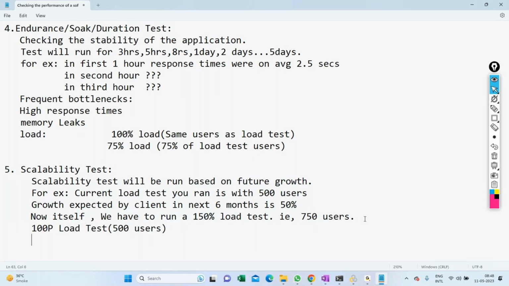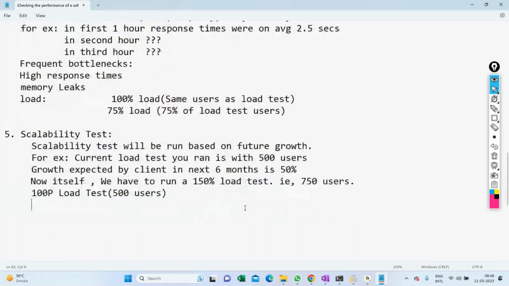So what we have to do is, directly we cannot run for 400% load. Why can we not run 400% load directly? Can anyone tell? Why should we not run a 400% load test directly? Because the client said the users can increase up to 400%, but why shouldn't we run 400% directly?